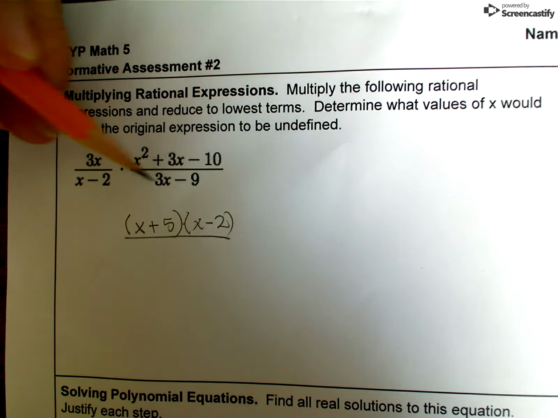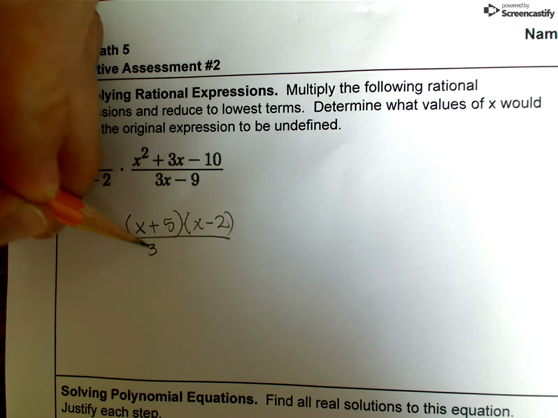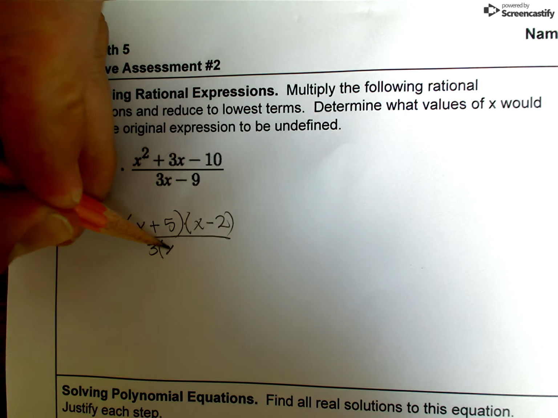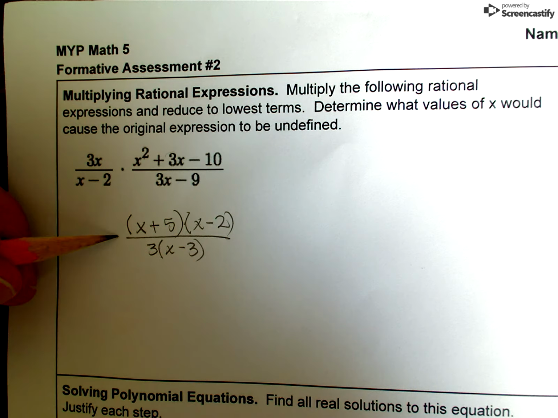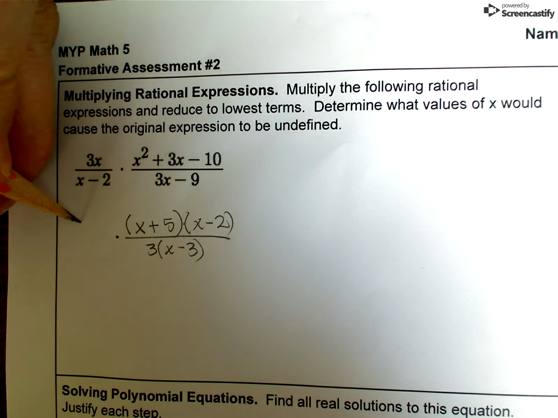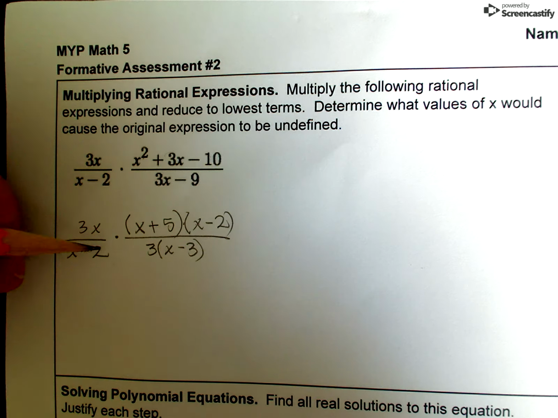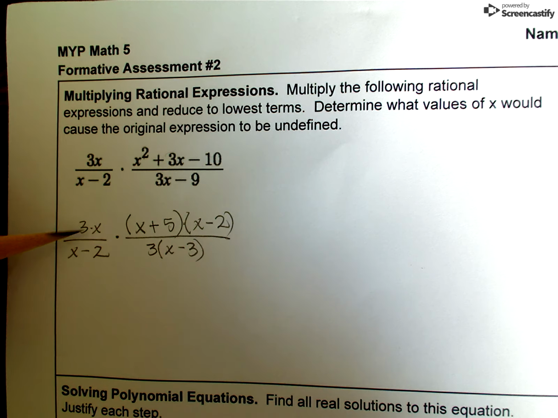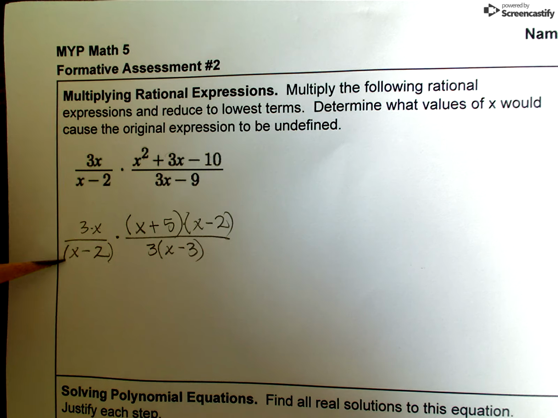I can also factor the bottom. It's not a quadratic, but those two terms have a common factor, 3. So I factor that out. This first rational expression cannot be factored. It's already in its most factored form. There are two factors on top, 3 times x, and just 1 on the bottom, x minus 2.